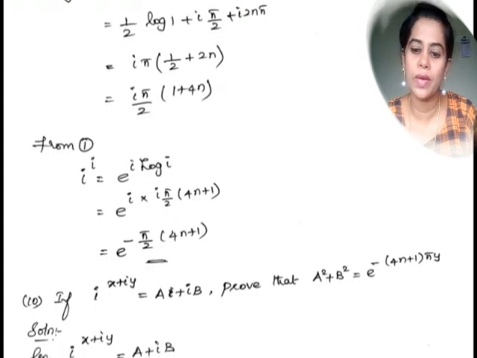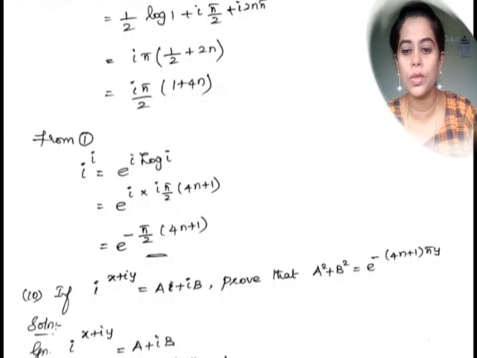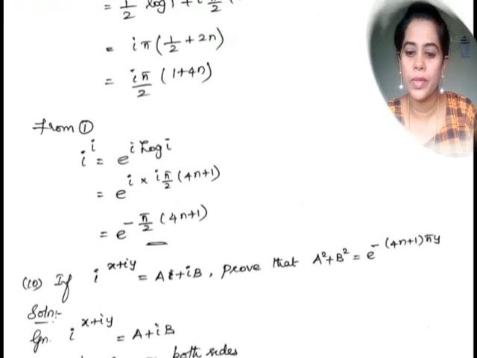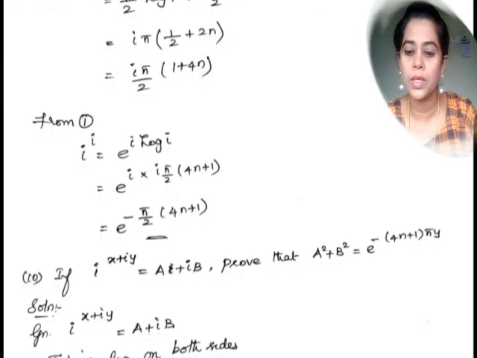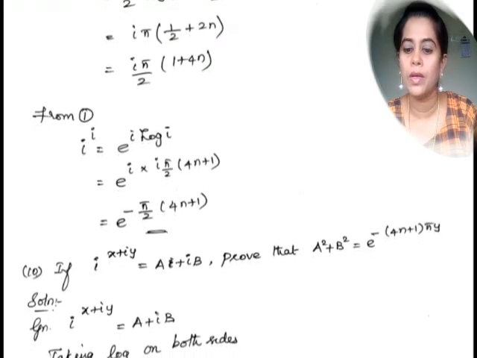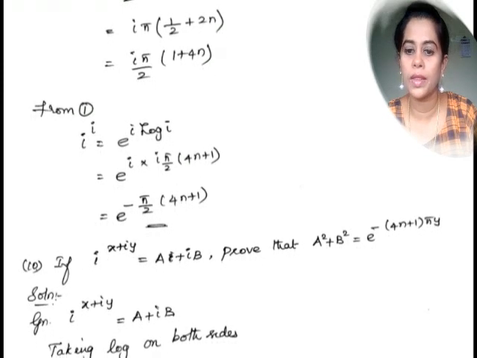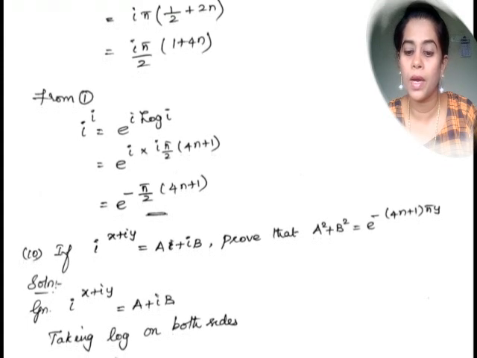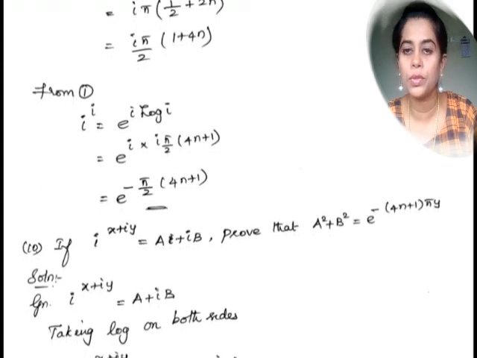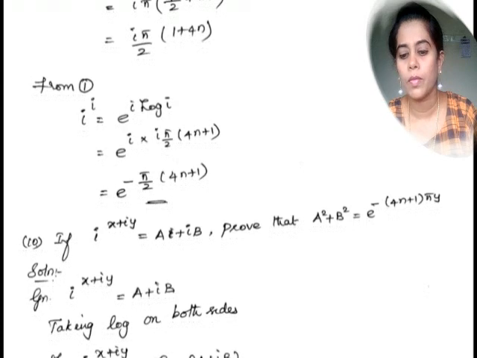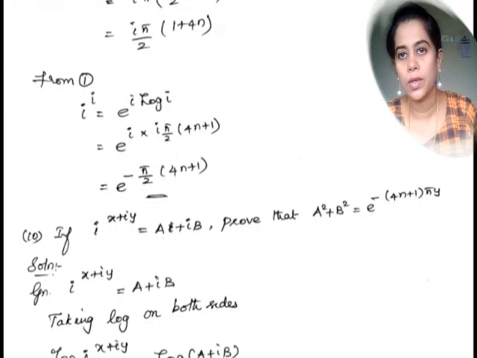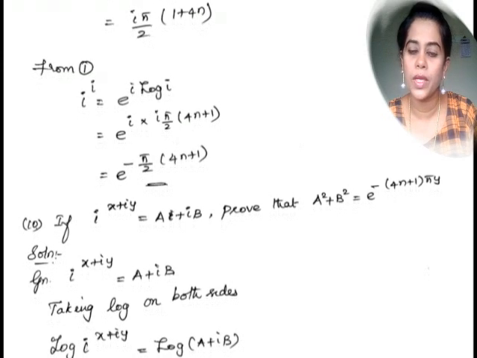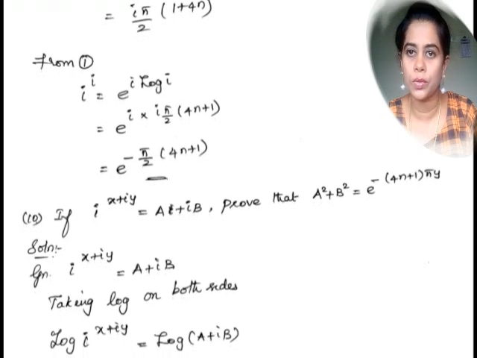Let me substitute the value of log i, which is i pi by 2 times (1 plus 4n), into equation 1. Equation 1 says that i power i is equal to e power of i log i. Substituting log i, we get e power i into i pi by 2 into (4n plus 1). Then i into i is i squared, which is minus 1. Therefore it is e power of minus pi by 2 into (4n plus 1). Hence we proved the result.